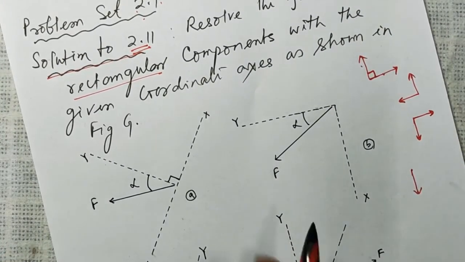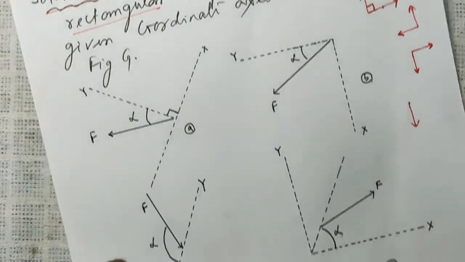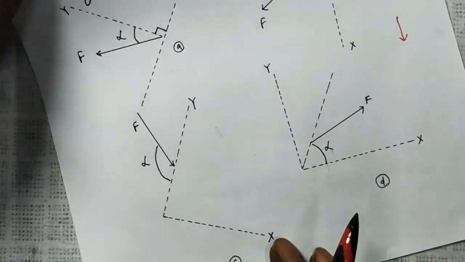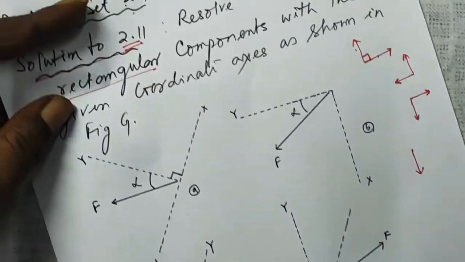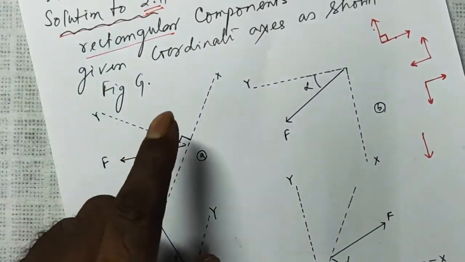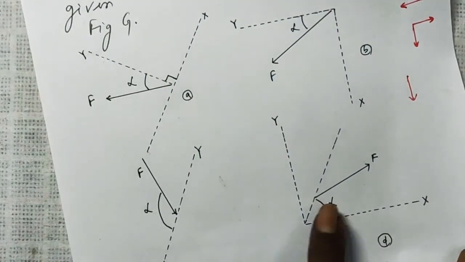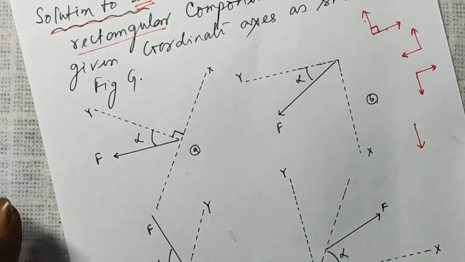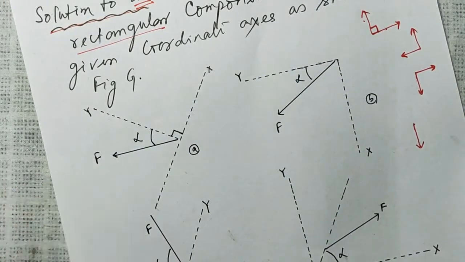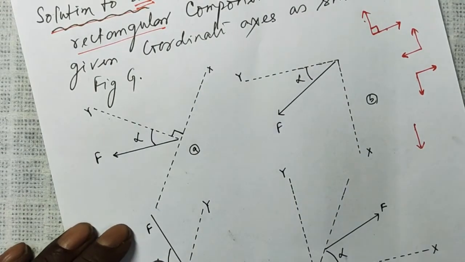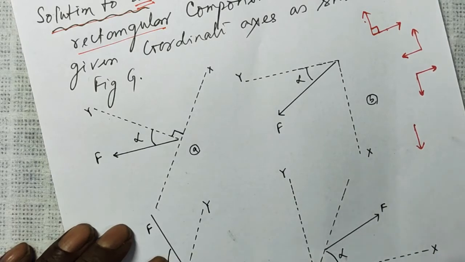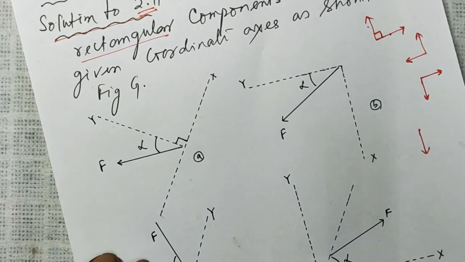Actually, there are four diagrams, A, B, C, and D. In all the four diagrams, there is a given force at some orientation, at some direction, and the axes have been presented very nicely to test your ability to split the given vector into two rectangular components.